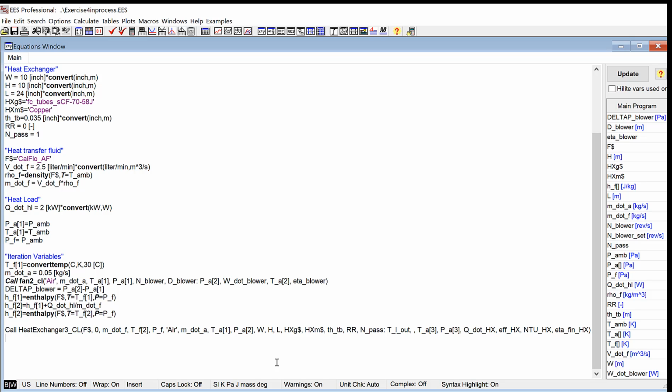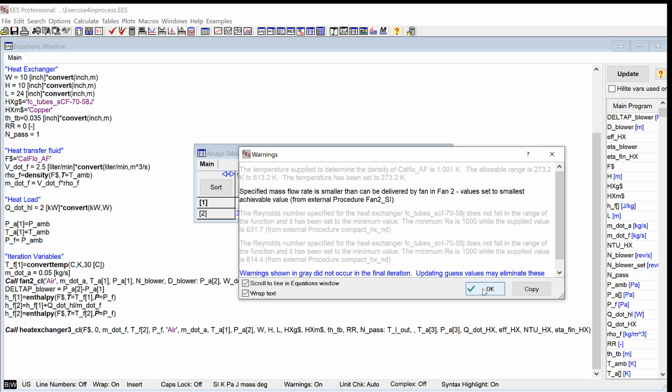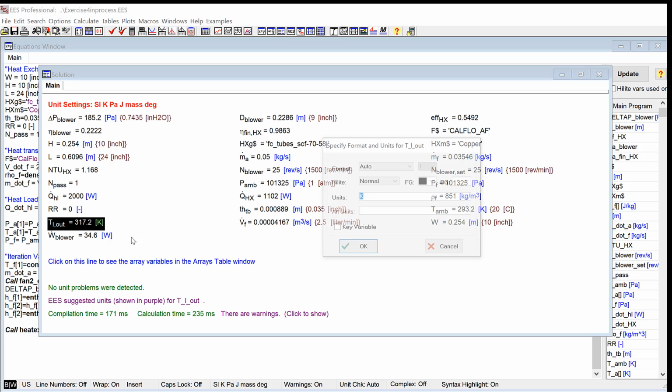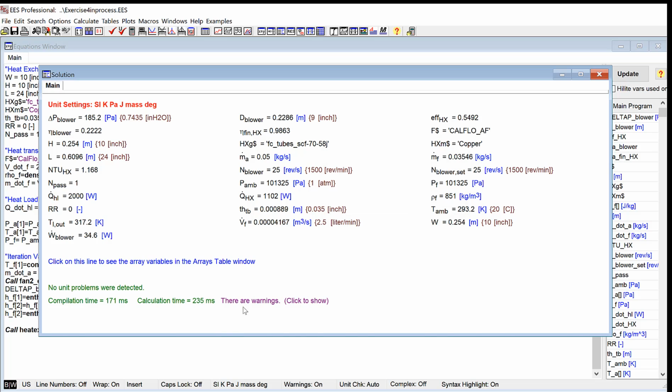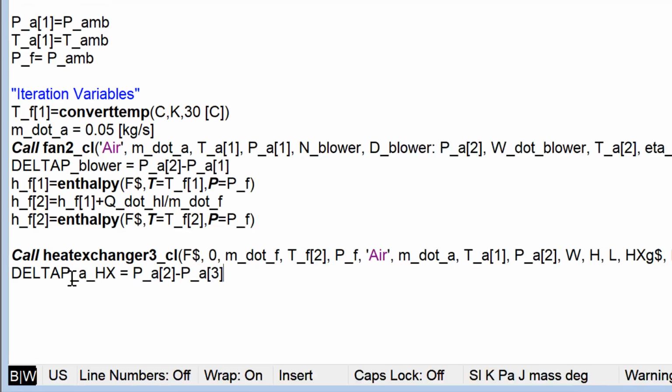So hopefully, if I solve now, yeah, I'll get a solution. We'll go look at it, and yeah, everything seems to be working. I will verify some of these units, TL out, and that should be good. So let's update our guess values, and we will calculate the pressure drop across the heat exchanger. So I'll call it delta P AHX, and that's just the pressure of the air entering minus the pressure of the air leaving.